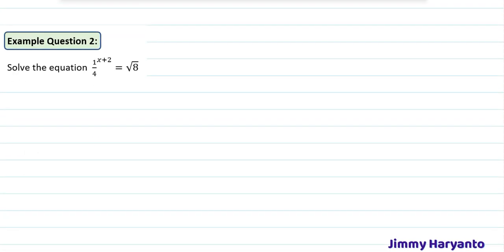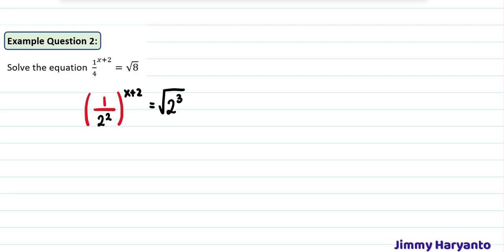equals 8. Okay, so for this one, I think we should do it one by one. I will change the 4 into 2 to the power of 2, like this. And then I will render the x plus 2 outside. And then for the 8, I will change it into 2 to the power of 3. And then I will change the square root later. Okay, and then next, I will bring this up. So I will have 2 to the power of negative 2. And then we still have x plus 2 right there.